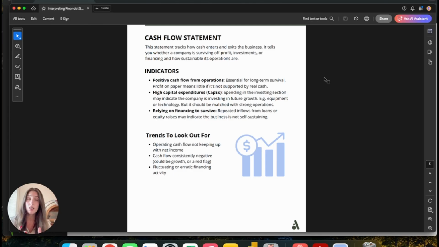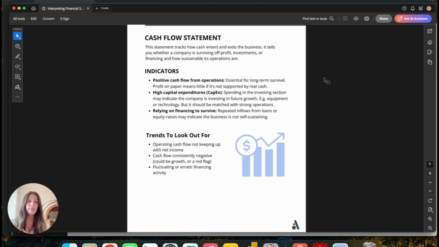So some indicators to look at are positive cash flow from operations. So as far as the sustainability of the company, you want the company to be able to survive off of the cash it's bringing in just from operations, not from debt and not from investments.